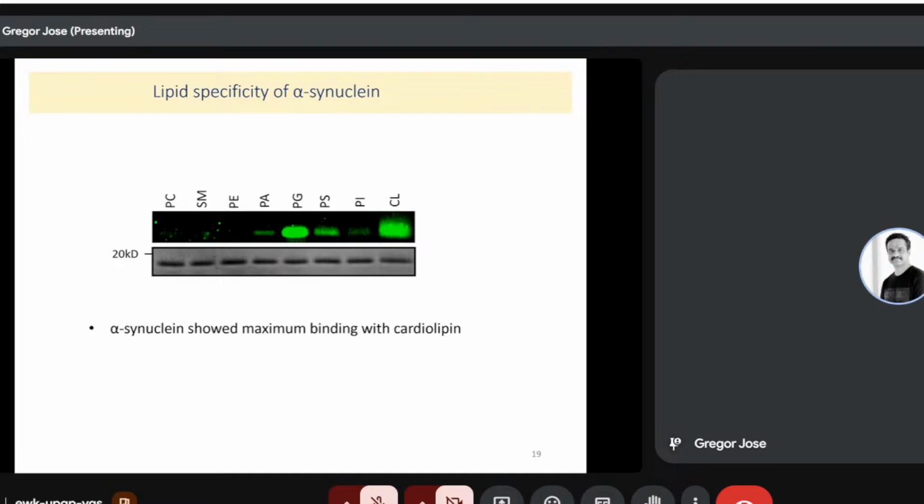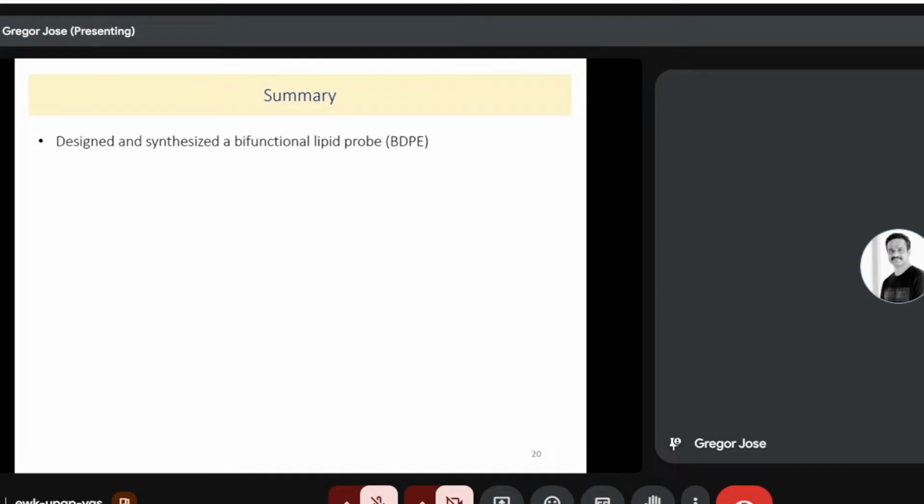So it's very important, and cardiolipin is present in the mitochondria. So my collaborator is working on how synuclein can interact with and affect the mitochondrial function of the cell. My collaborator is trying to find out how it binds to mitochondria inside the cell and modulates its function. So it's going on.